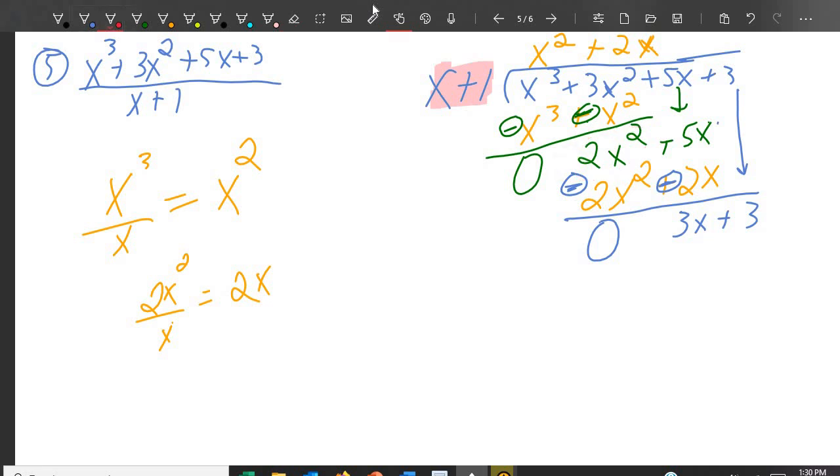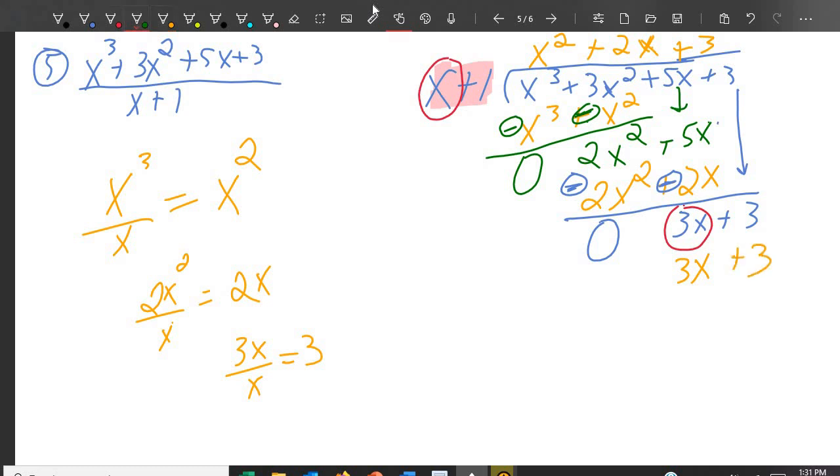We're going to take this x and divide it into 3x. So 3x divided by x just leaves me with a 3. So put a 3 above your division bar. Plus 3. And we take the 3 times everything I got highlighted in pink. So 3 times x is 3x. 3 times 1 is 3.